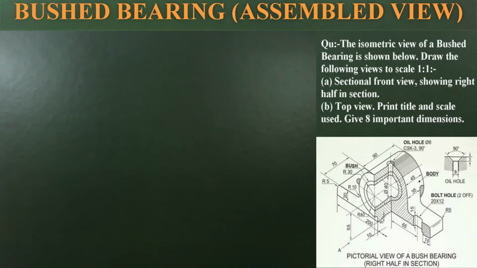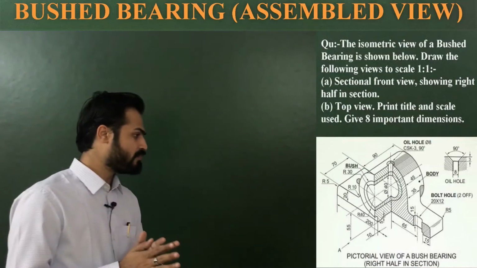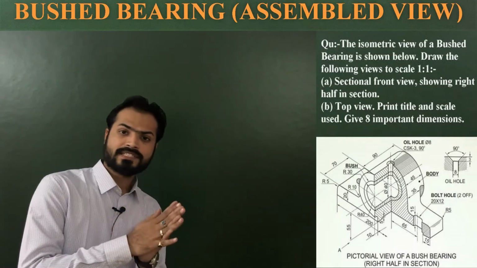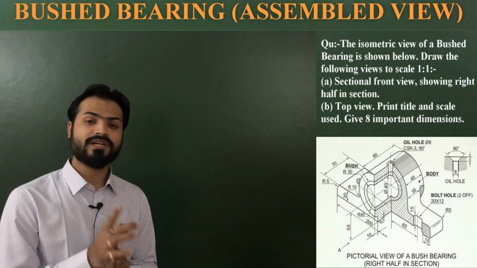And then for the oil hole, in place of an eccentric oil hole, we have a central oil hole in the given problem statement. Oil hole dia 8, CSK 3, 90. So for this pictorial view of the bush bearing, we are required to draw the front view, right half in section, and then the top view for assembly.